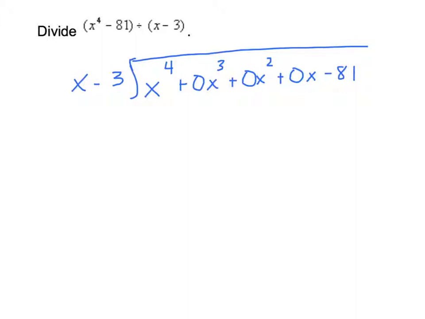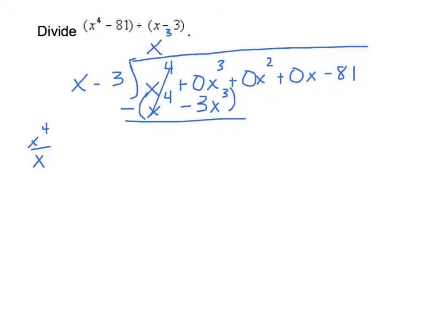Okay, so same as before. So x to the 4th over x, that's going to give me x to the 3rd. Multiply x to the 3rd through your divisor. x to the 4th minus 3x cubed. Take that, subtract. x to the 4th minus x to the 4th cancels. Minus the minus 3x cubed becomes positive 3x cubed. Bring down your 0x squared. All right, 3x cubed divided by x is going to leave me 3x squared.